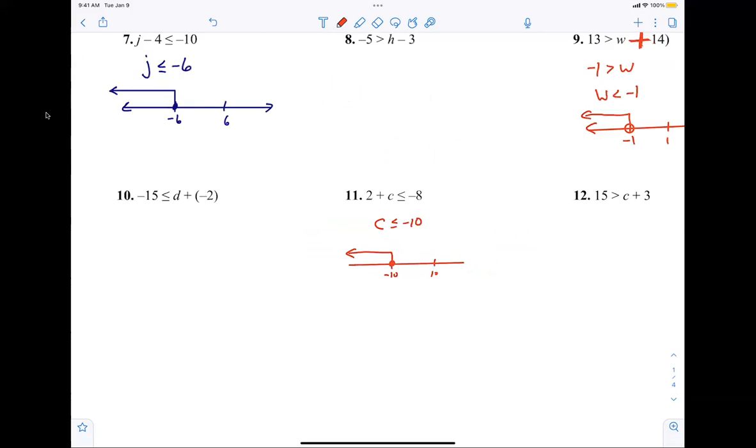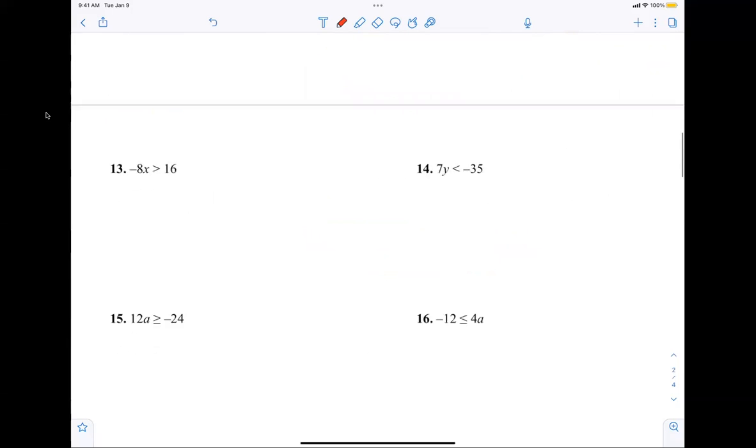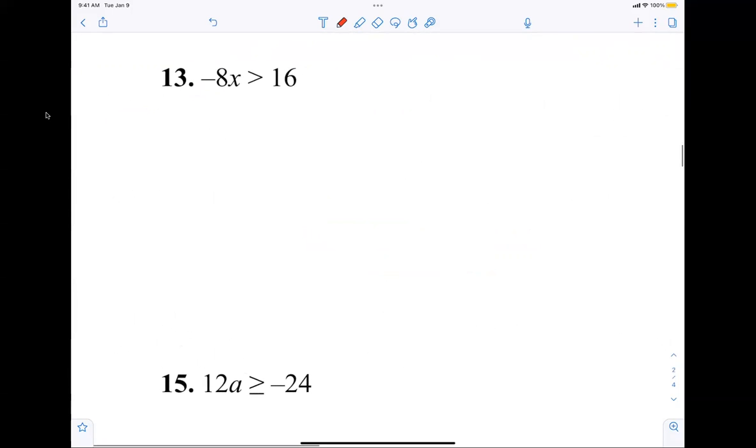All right, Jacob, you're up. 13, please. First, you're going to divide -8 by 16. Okay, now, listen. So what we're going to do is we divide, and if you multiply or divide by a negative, you have to flip the sign. How did you know that? I watched a YouTube video a couple weeks ago. All right, attaboy. Good, I like it.